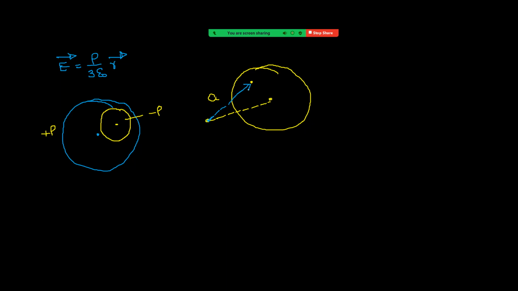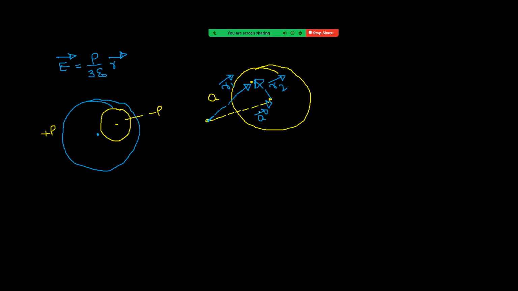So take it as it is R1 bar, the position vector of that point with respect to the center of the bigger sphere. Let us take the position vector of that same point with respect to the center of the cavity as R2 bar. And let us call this vector A bar.